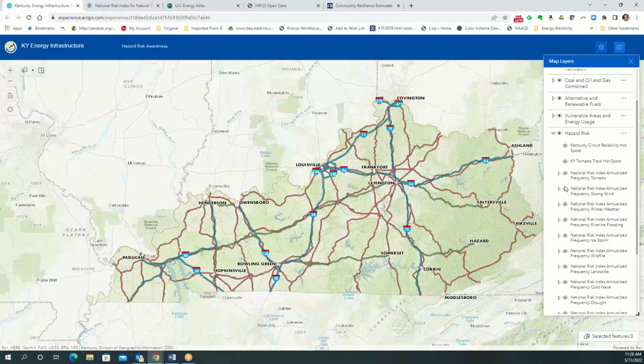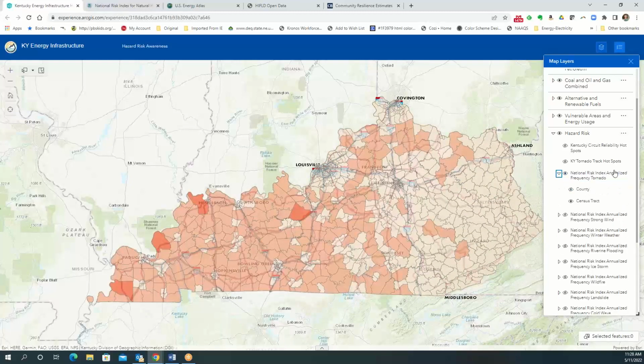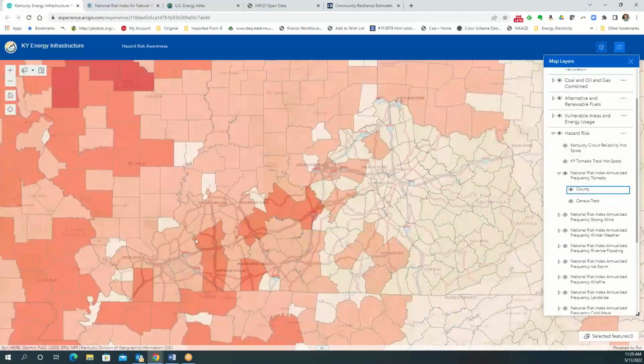And as many of you know, we just had a tornado, a very devastating tornado this past December. So I'm going to expand on the tornado annualized frequency. So this is the risk index for tornado. It's at the census tract, you can see. And it does pull in areas of our state. When I look at the county level, that show and did experience our most recent tornado event this past December.